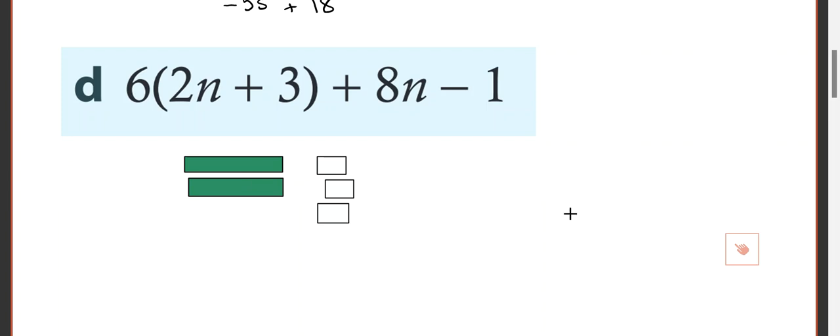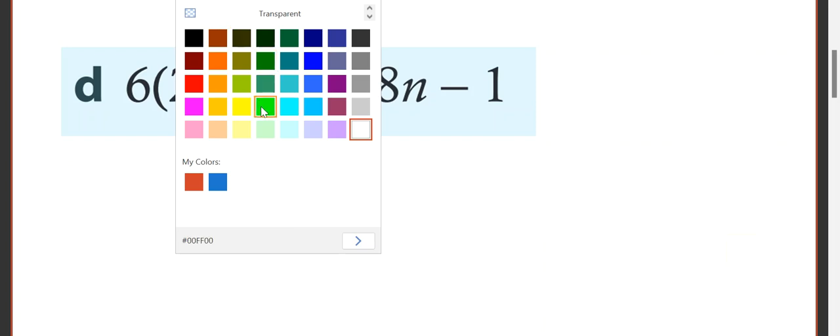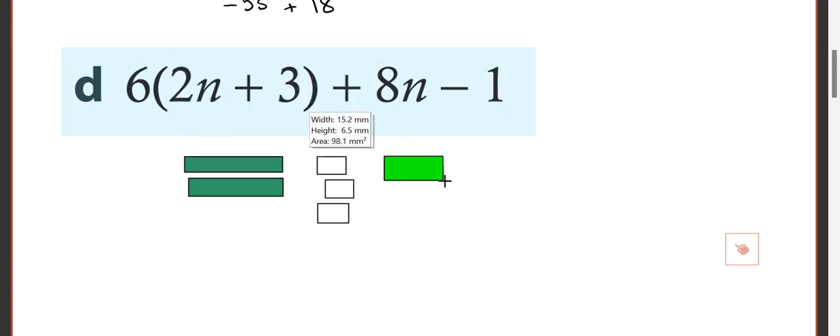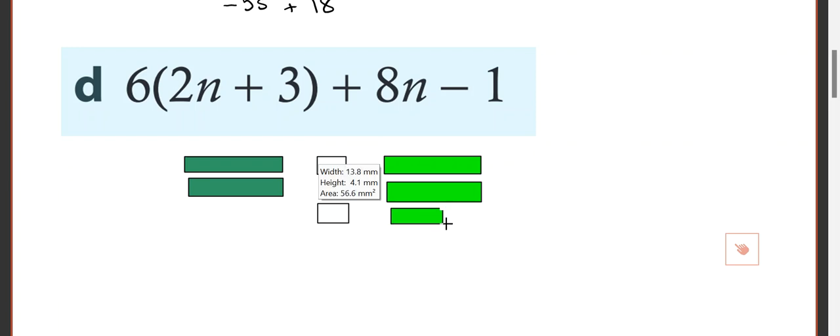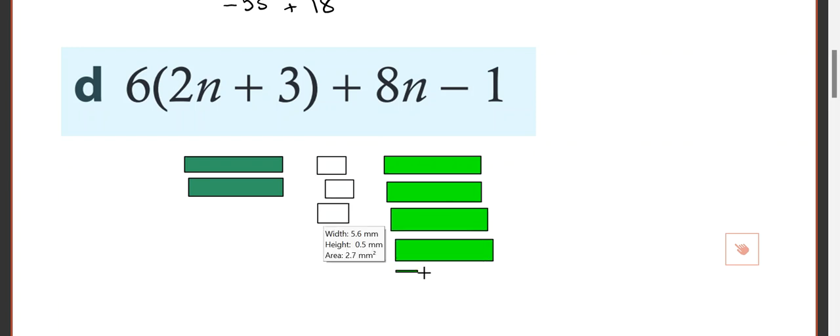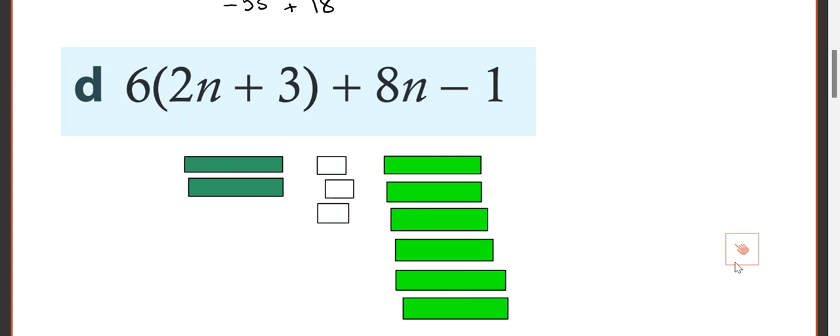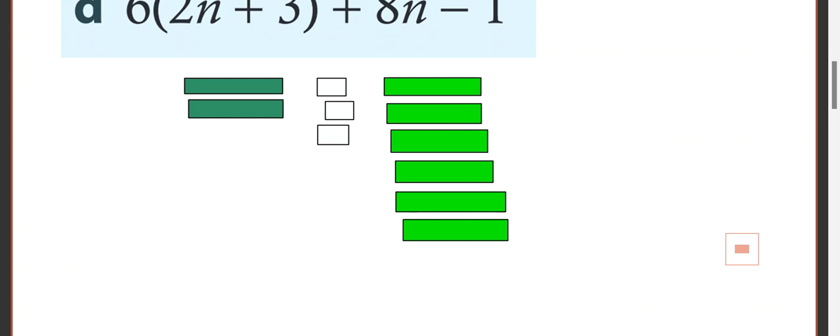All right. How can I represent the 8n? How can I represent the 8n? In 8 of these. So you might need to come up and get some more out of your box to do that. So you will basically need another 8 rectangles. 1, 2, 3, 4, 5, 6. Yeah, another one too. Like I said, there's a box up there. You might need to go get some more.